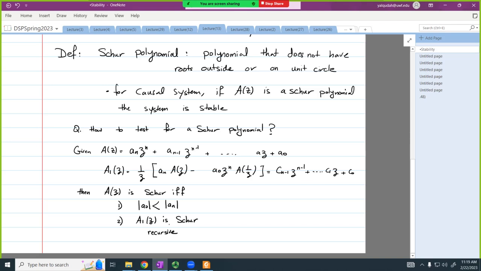What does all this mean? We're trying to determine whether A(z) is Schur or not. And what it says, generate A1(z). A(z) is Schur if a_0 is less than a_n, and then also A1 is Schur. So you have to do the same thing, test A1(z), and keep going, generating A2(z), A3(z), etc.